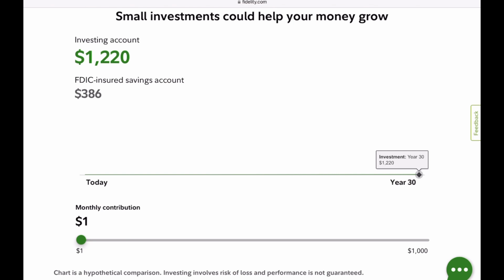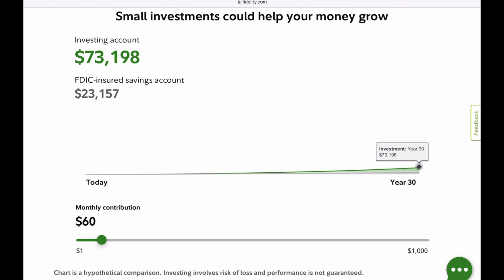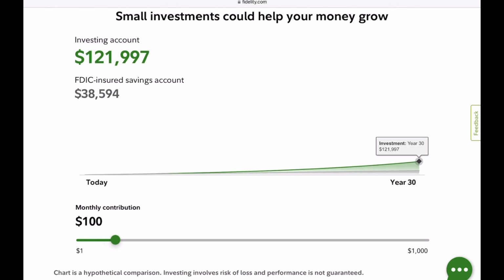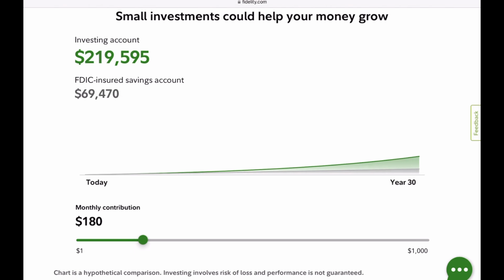So let's go ahead and slide it up. We'll see what it would look like if we were to do just $100 a month. Now we're at $121,997 versus the FDIC insured savings account at $38,594. We're going to keep sliding so you can see it over that 30-year period. It's going to incrementally move up.